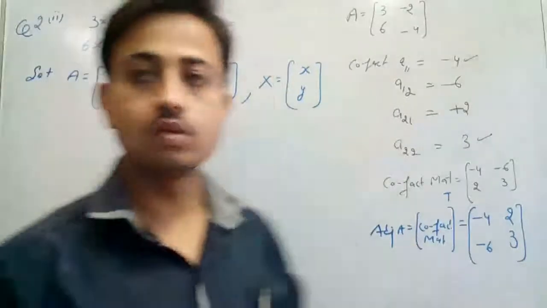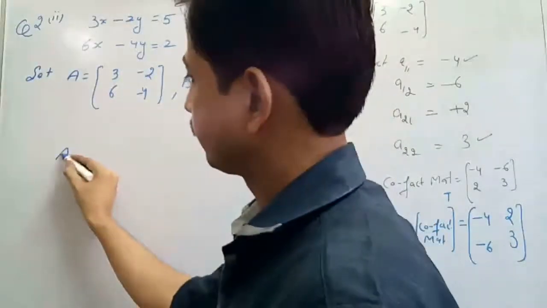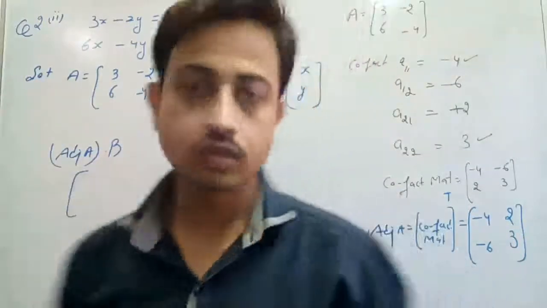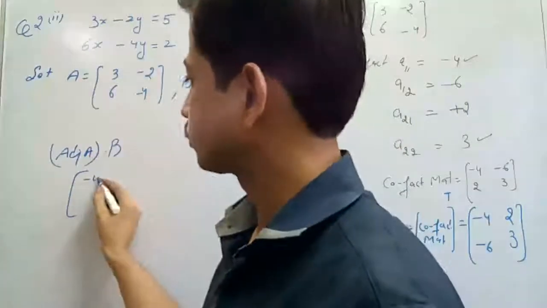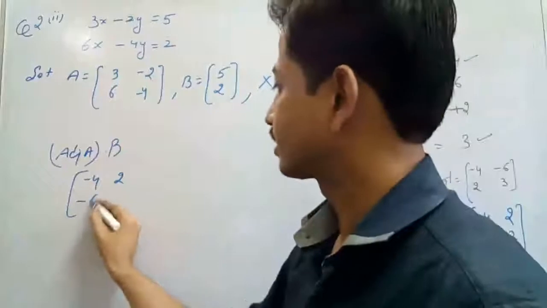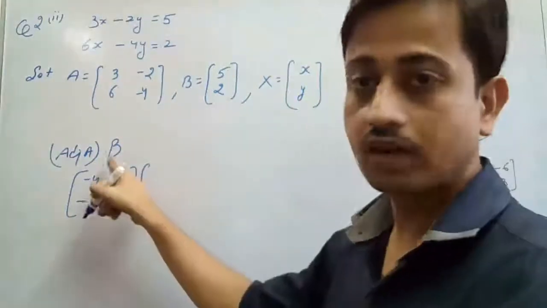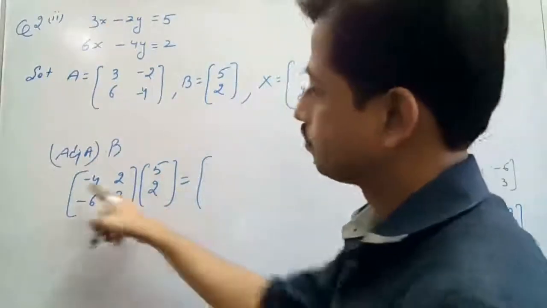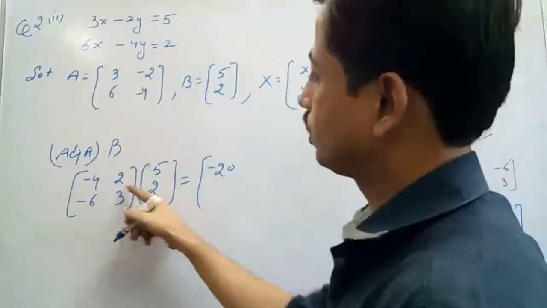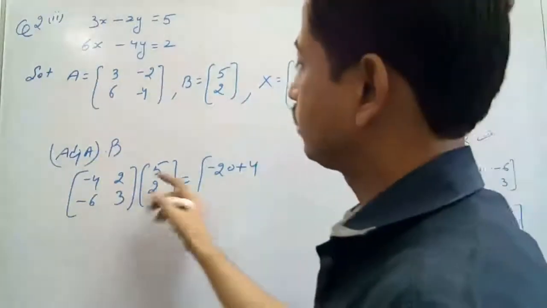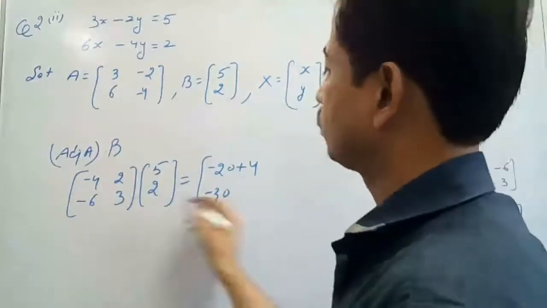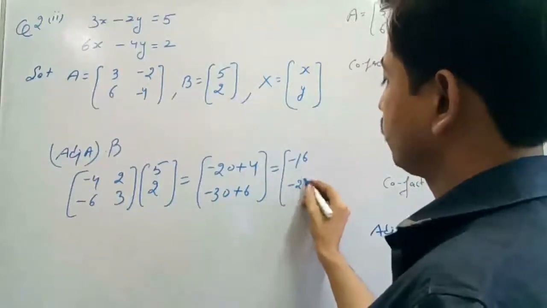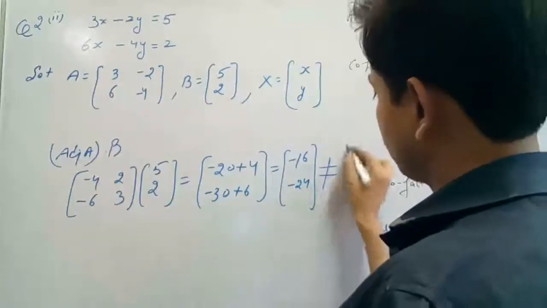Now what we have to do? Multiply adjoint of A with matrix B. What is adjoint of A? Minus 4, 2, minus 6 and 3. And now what is B? B is 5, 2. Now solve this. Minus 4 into 5, minus 20. 2 into 2, 4. Minus 6 into 5, minus 30. 3 into 2, 6. So we got minus 16, minus 24.